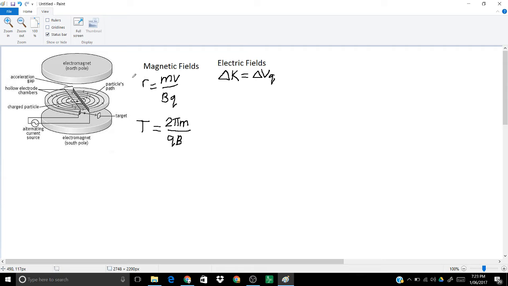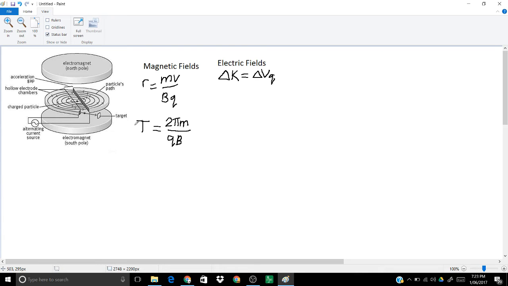All right, the first one involves the relationship between the radius of the circular path of the charged particle in a magnetic field and its velocity. Obviously, m and q are properties of the charged particle. B is the magnetic field strength. And you notice that r and v are directly proportional. So basically, if r doubles, v doubles.